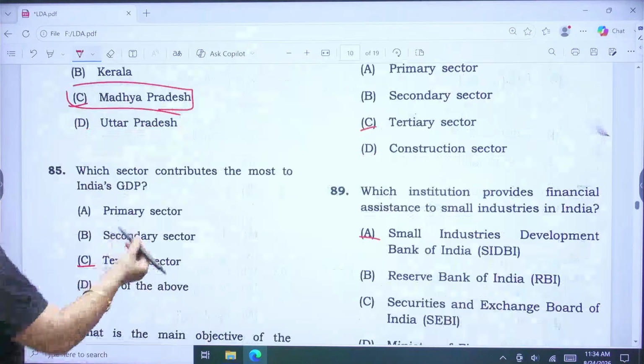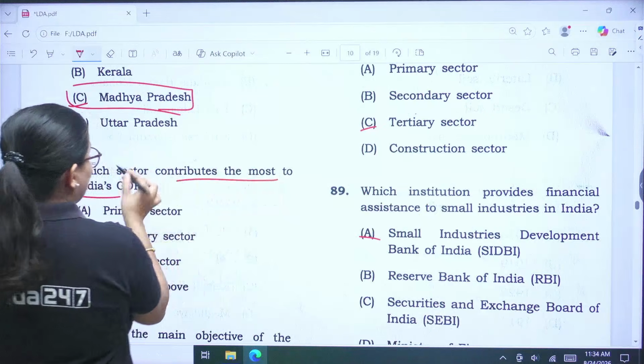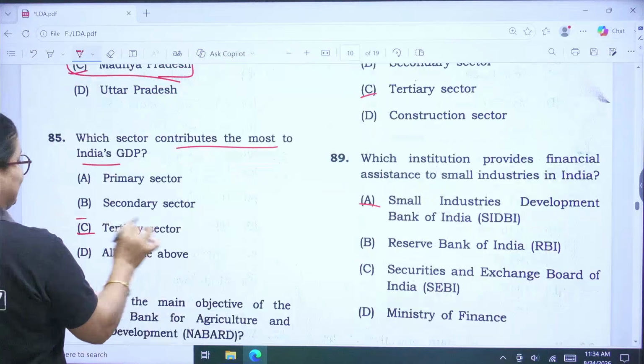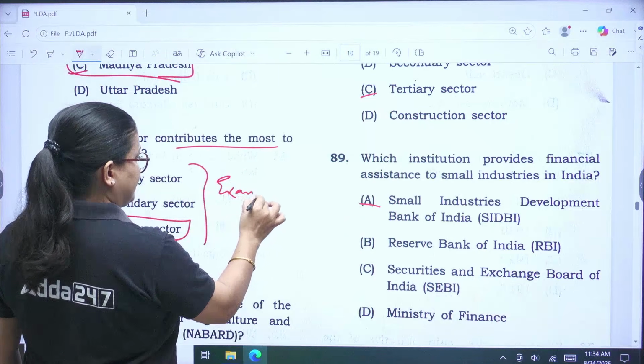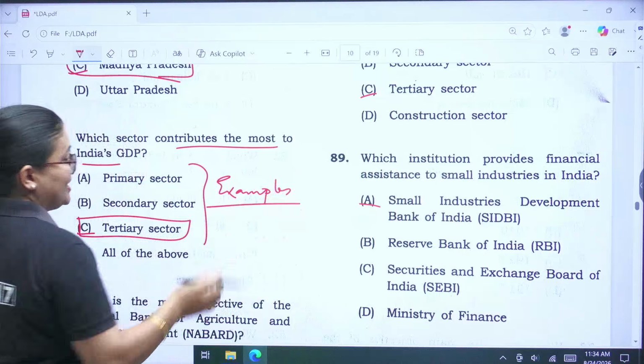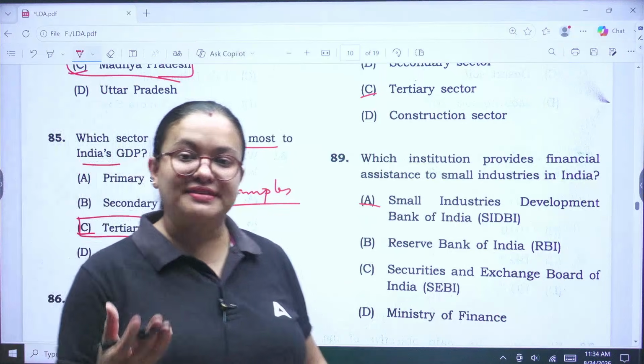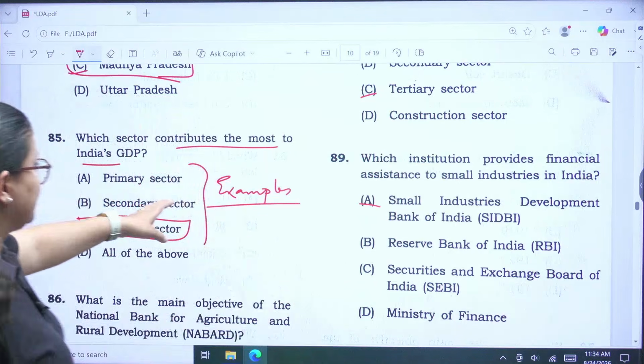Next, when we say our country's GDP, which sector contributes most? It is the tertiary sector. Also, you have to know the examples of this particular sector, because this is a very common question in almost all your exams. In many exams, I have seen this particular question.